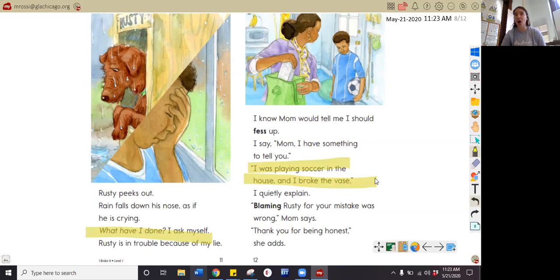So he did something called fessed up. He fessed up. And when you fess up, it means you tell the truth. You decide to tell the whole entire story, and you're not going to lie anymore. So he decides to fess up and just tell his mom, "It wasn't Rusty, it was all me."